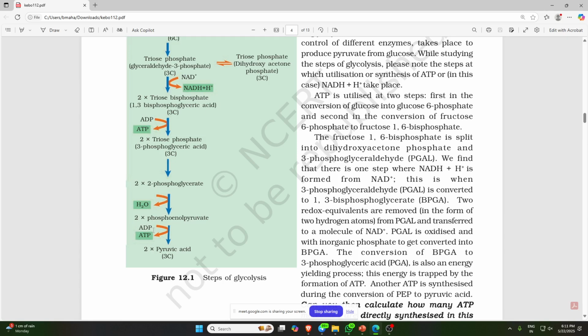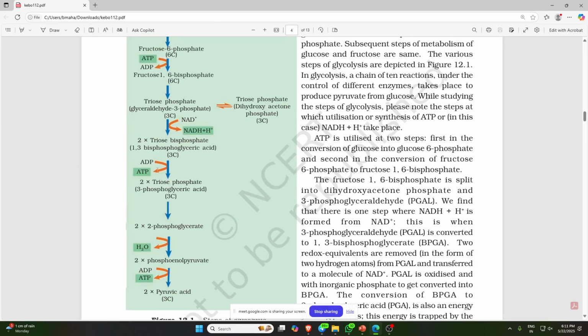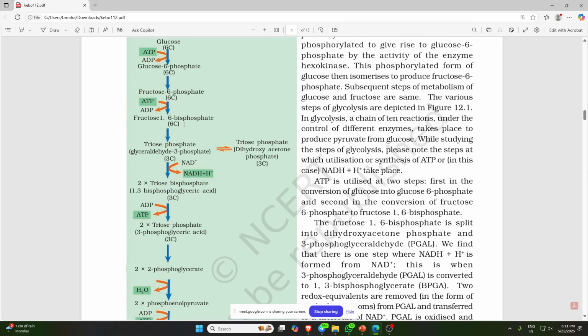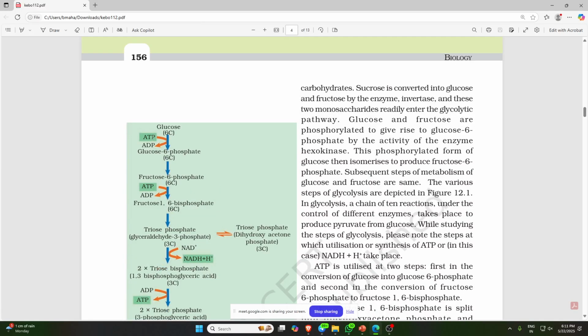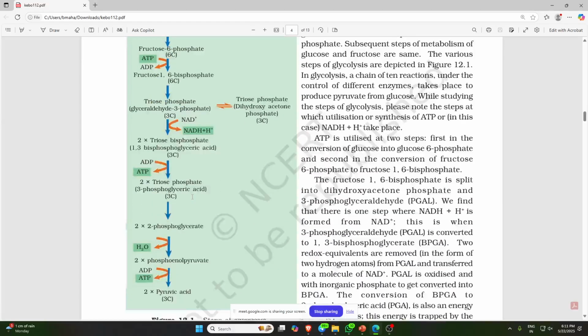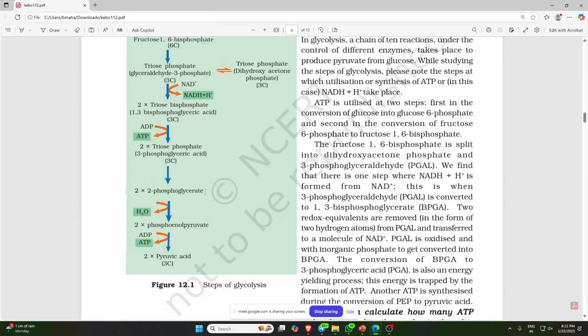How? Listen, see here. There are 2 ATP released. Another here is again 2 ATP. Total is 4 ATP actually released, but there is a use of 2 ATP, 1 ATP here and 1 ATP here. So the net gain is 2 ATP. And how many NADH?